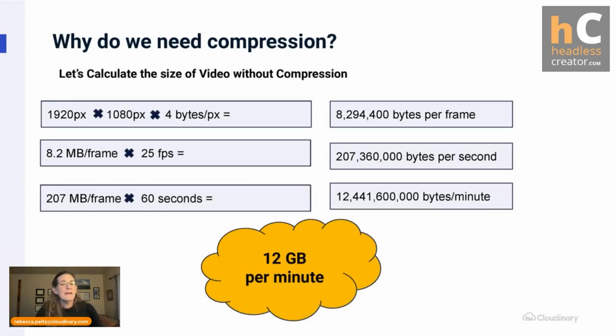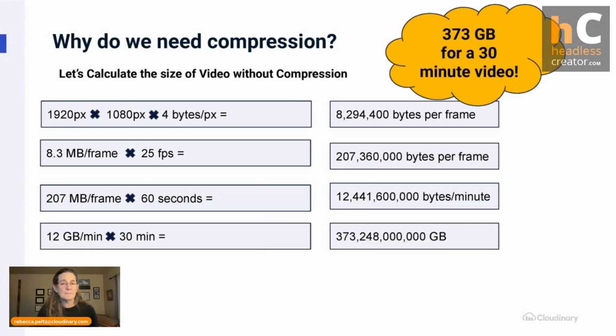Next, let's say I have a 60-second video. So I take my 275 megabytes per frame and I multiply by 60 seconds, and I find out 12 gigabytes per minute. So this is very large, and we're talking about the web here. So that's moving lots of data across the internet to do this. Not to mention that if I'm storing this somewhere, it's going to cost me for storage.